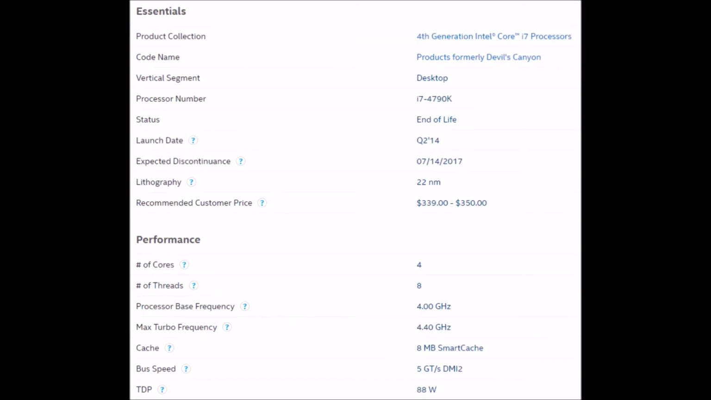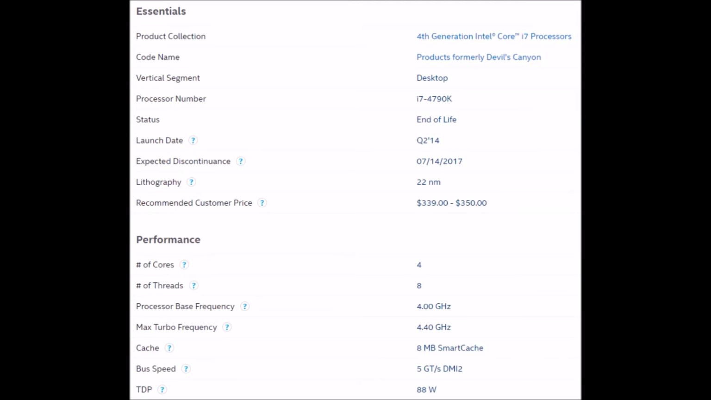Now, the 4790K also has 4 cores and 8 threads due to hyperthreading, but its base frequency is actually 4 GHz, and its max turbo frequency is 4.4 GHz. Now, the non-K version of the i7-4790 only turbos to about 4 GHz as well, so that would probably be closer in performance to the i7-3770. However, we'll be going over some of the benchmark results shortly.